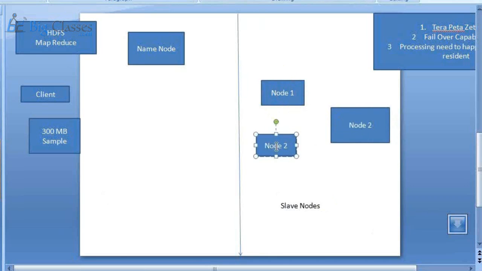Now tell me, what is the first step here? We want to store this 300 MB sample in these three nodes. So what is the first step that should happen? Murli or Jawhar or Kamran, anybody can tell me.